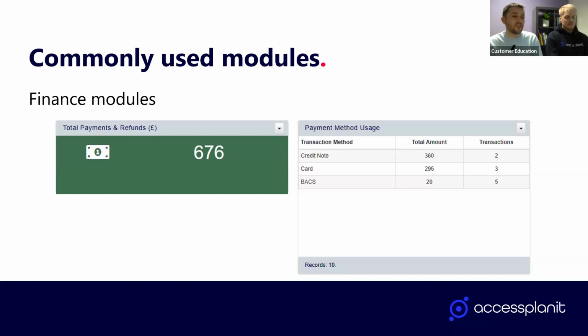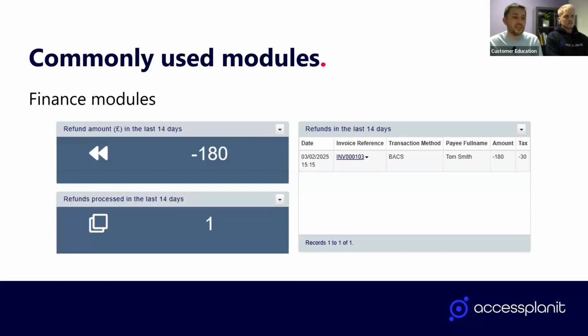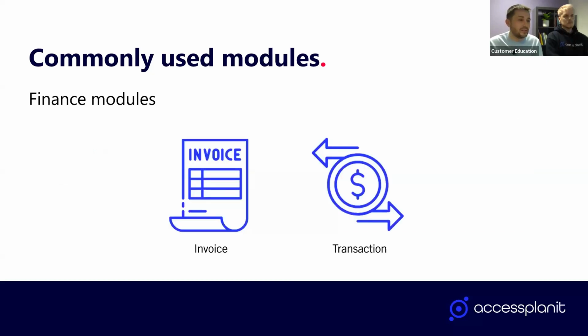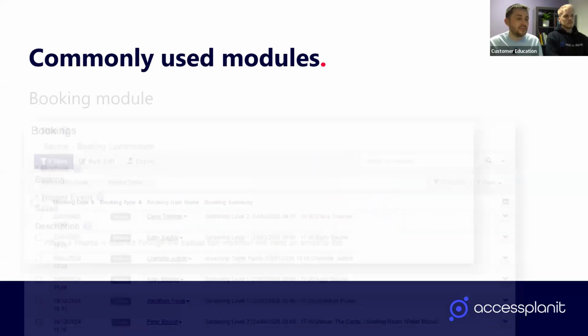Transaction module. So the transaction module contains the data on payments and refunds that have been logged in your platform. It contains data like date of the transaction, value of the transaction, payment methods used. Because of this, it can be used to report on total income and the income per payment method, and refund information.